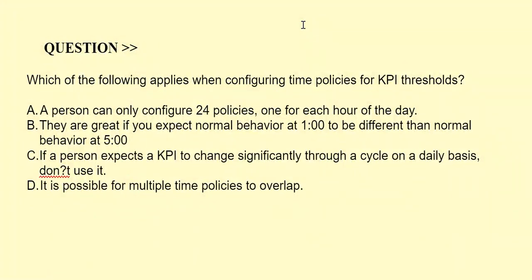Option C, if a person expects a KPI to change significantly through a cycle on a daily basis, don't use it. Option D, it is possible for multiple time policies to overlap. The correct answer is option D.